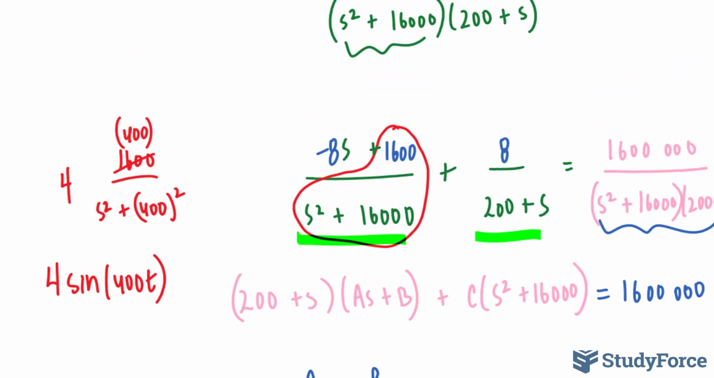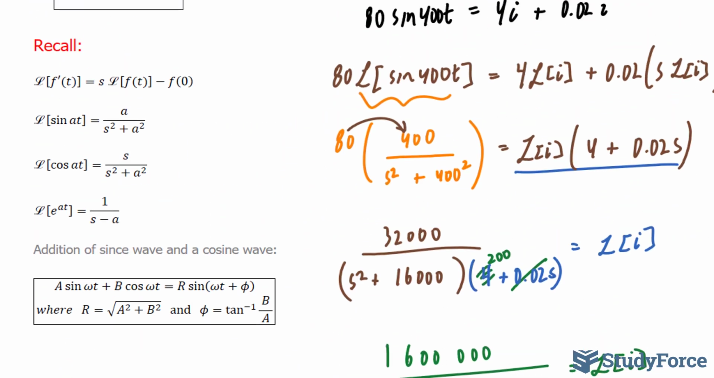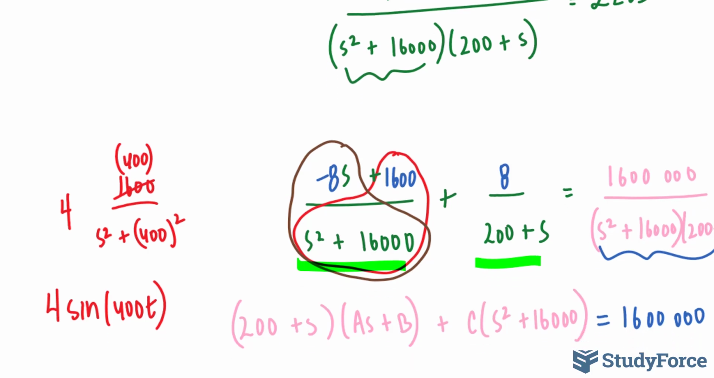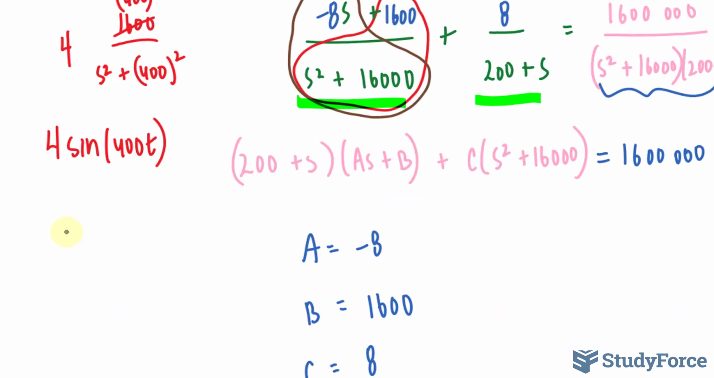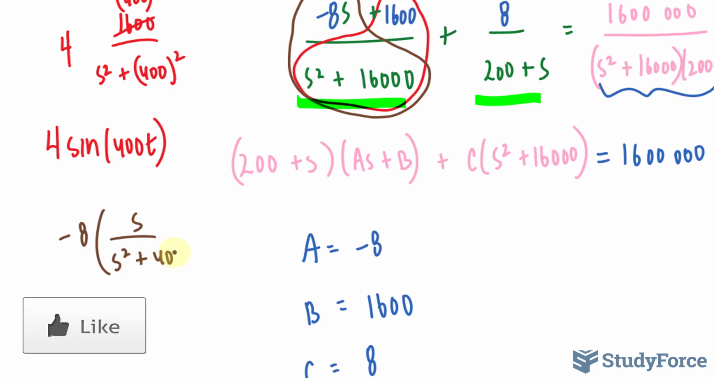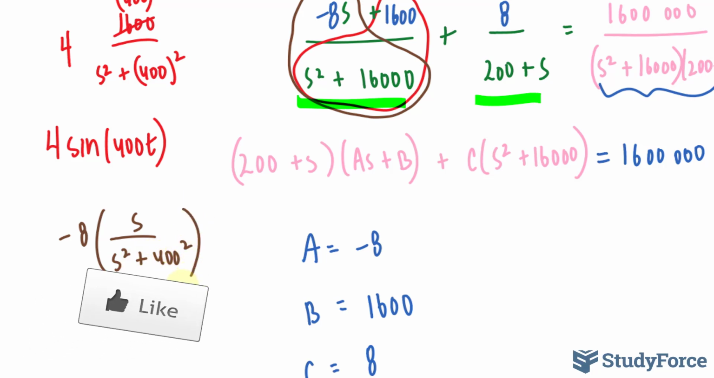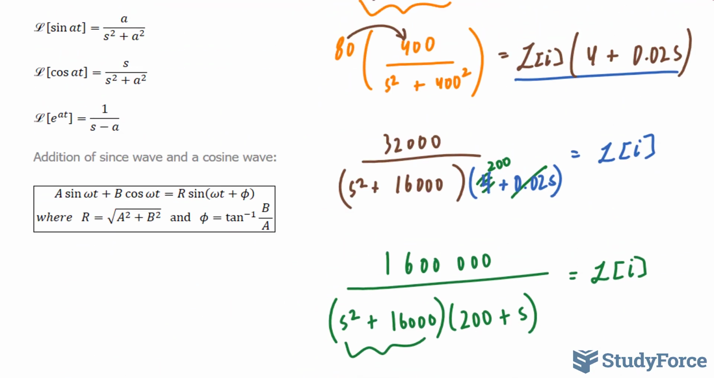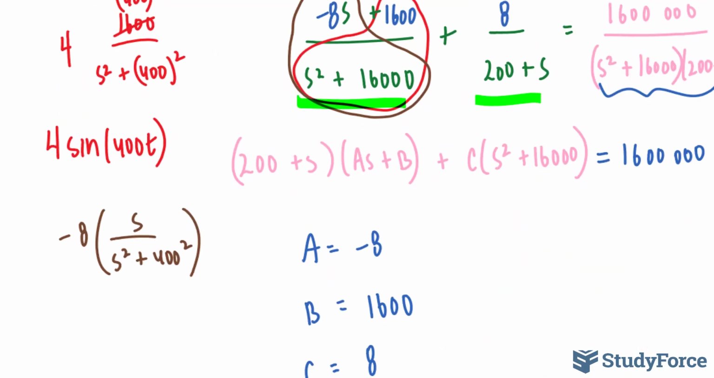So 4 times sine, our a value here has to be 400 times t. Next, you'll do it again with the following. Let's see if that matches any of the ones that I have up here. It does. We have s over s squared plus a squared. So if I write this as -8 and s at the top, s squared plus 400 squared. Once again, my a value is 400, and I can write this as cosine at. So I have -8 cosine 400 t.